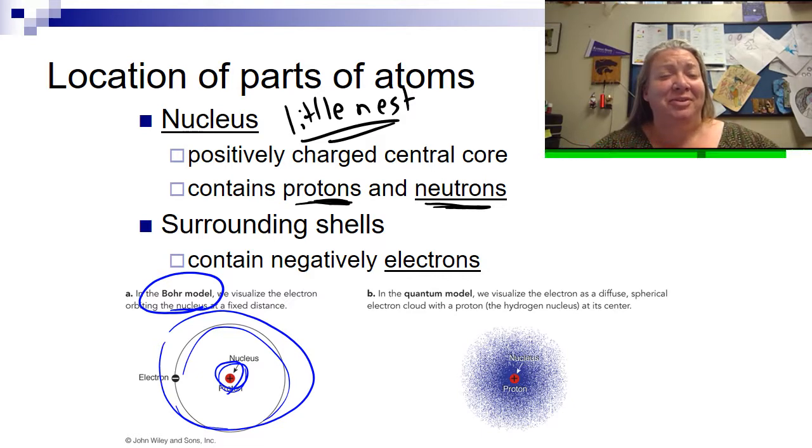There's different shapes to the orbits, so it gets a little bit more complicated. And so then they came up with what's called the quantum model. Here's the quantum model over on the right-hand side. Again, the nucleus in the center, and then we have, well, where electrons are likely to be.